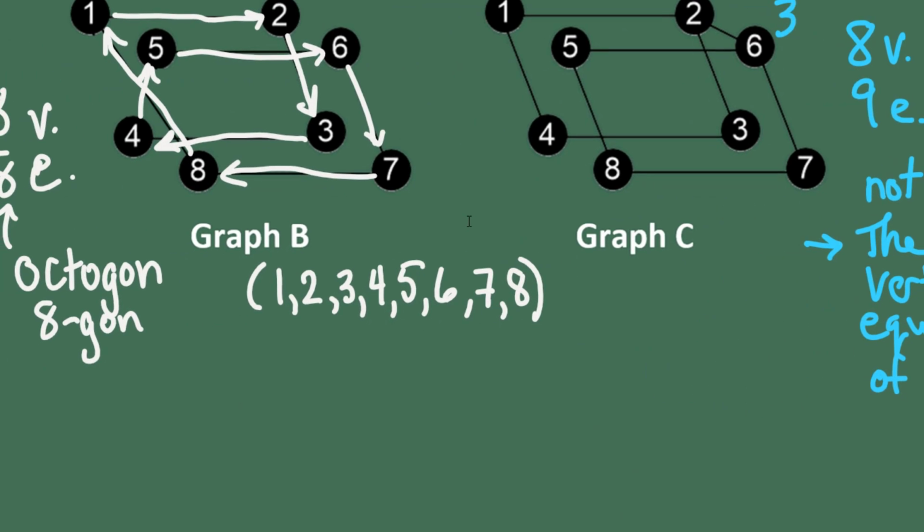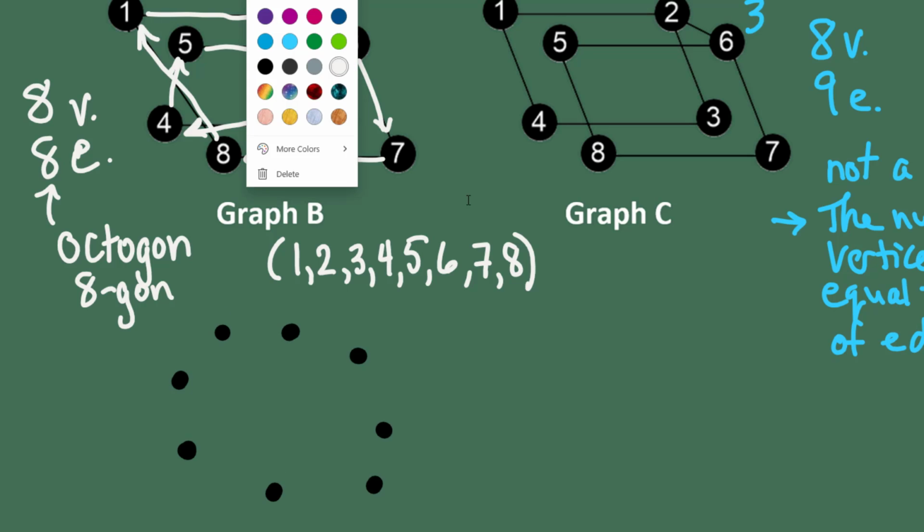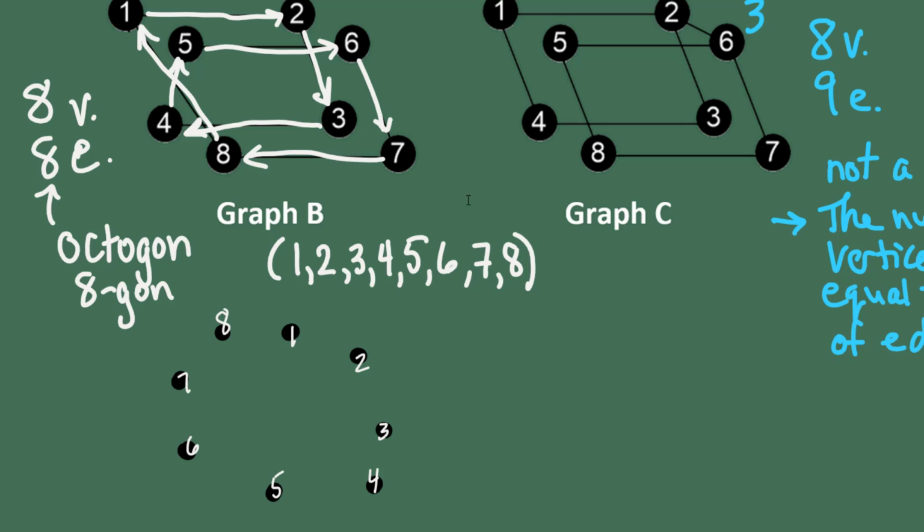Now let's go back to graph B for just a moment and observe that all we really need is the name of the graph in order to get a full description of it. Remember, in graph theory, all that matters is which vertices are connected to each other. So I can put 8 vertices, and then I can use the name of the cycle to connect the adjacent vertices. 1 is connected to 2, 2 is connected to 3, 3 is connected to 4, 4 is connected to 5, 5 is connected to 6, 6 is connected to 7, 7 is connected to 8, and of course 8 is connected back to 1.